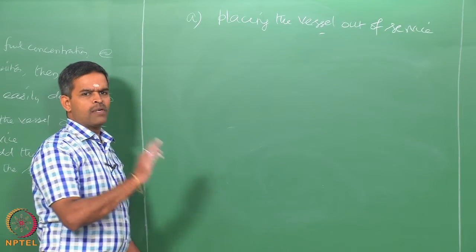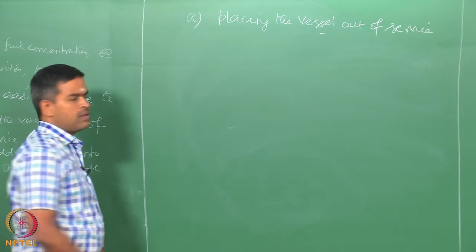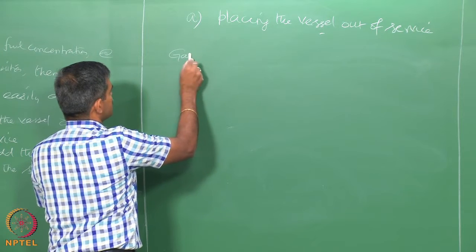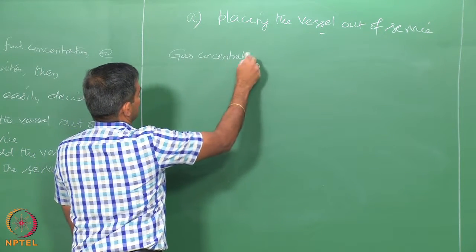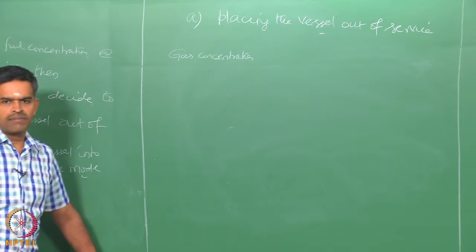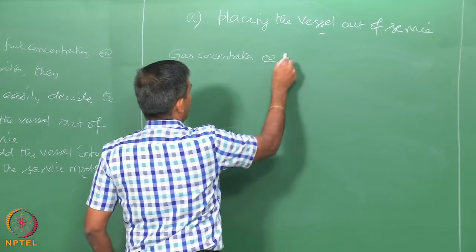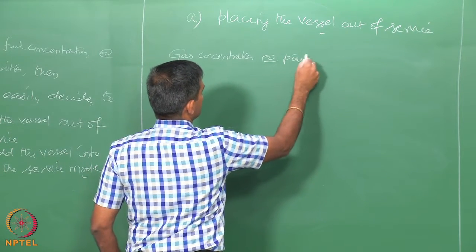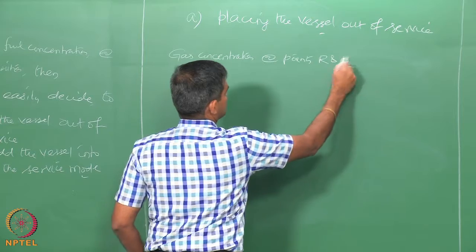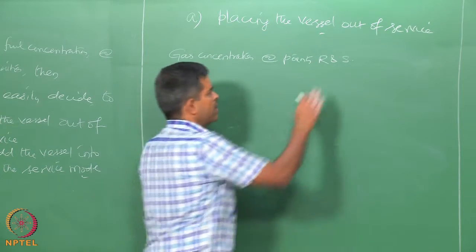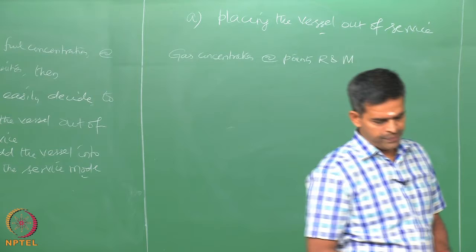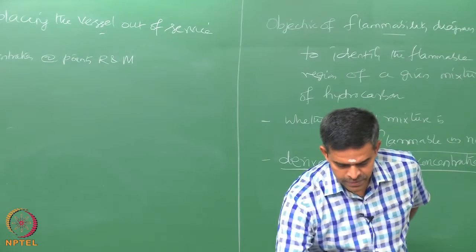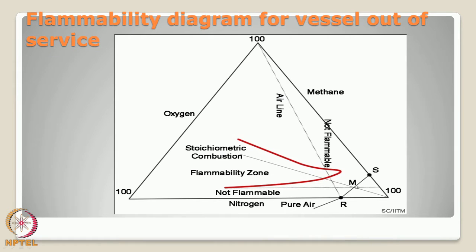With reference to the flammability diagram we just saw, let us talk about the gas concentration. Gas means the purging gas concentration at points R and M. So, what are the points R and M? R is this point and M is this. Of course, S is actually the fuel mixture concentration.